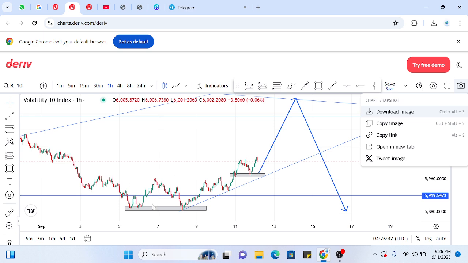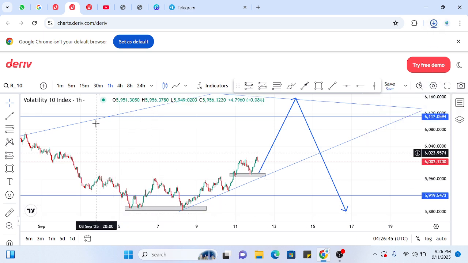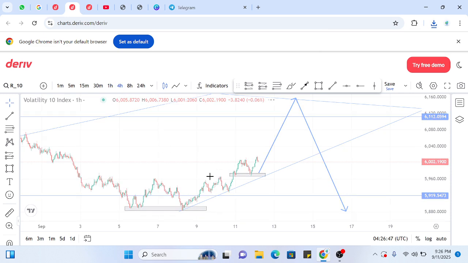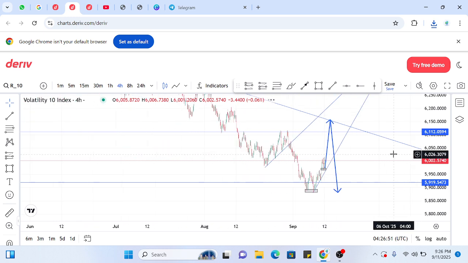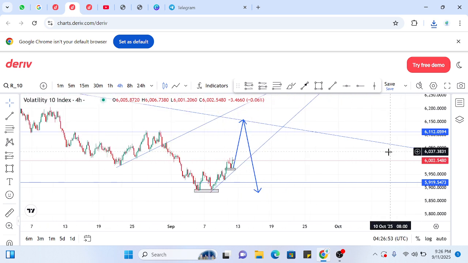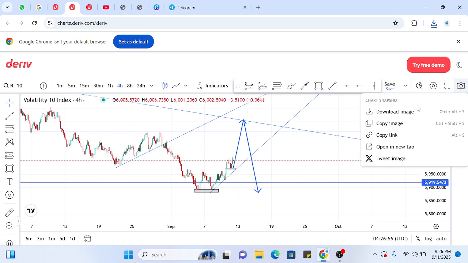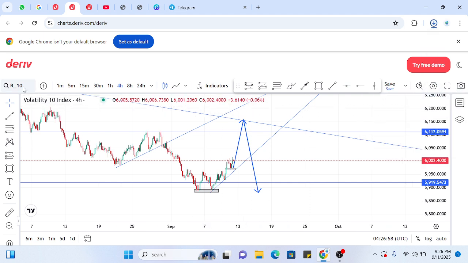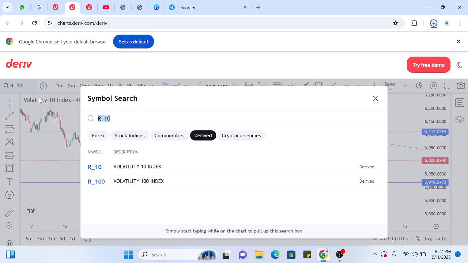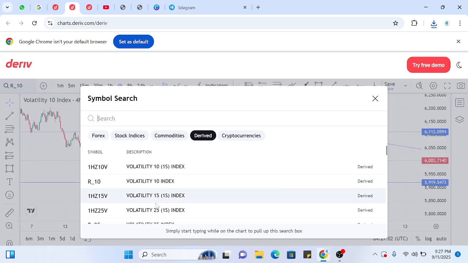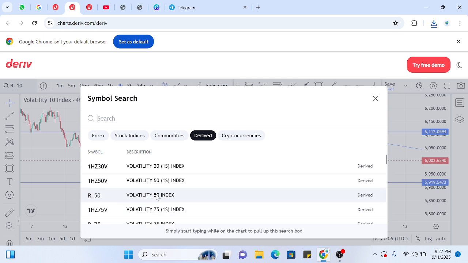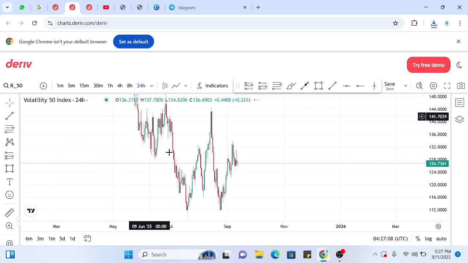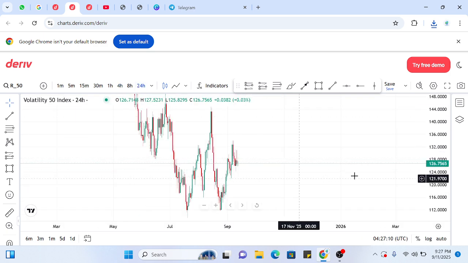So let's take a little clip of what we've done here and we'll see how price reacts, guys. Now we have one more to go, which is the Volatility 50. So basically, let's look at what happens on this Volatility 50.